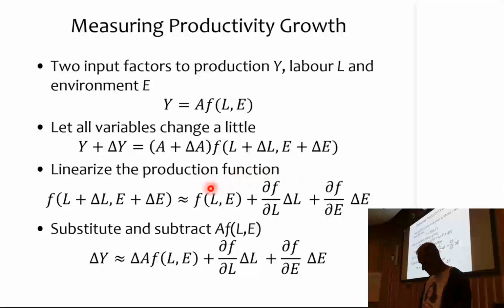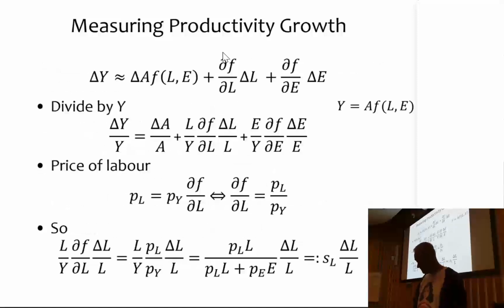Now, we can put this expression in here, right? Here we had F of L plus delta L, E plus delta E. So we have that as here as well. So we substitute this in here. And then we subtract Y from the equation. And Y is, of course, just A times F(L,E). And then we have that the change in output is approximately equal to the change in total factor productivity times the original production, plus the change in labor times the first partial derivative, plus the change in environment times the first partial derivative of production to this particular input, right? And this is just the same equation that we had before.